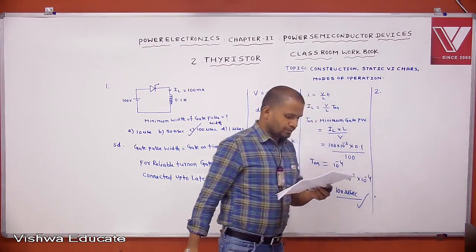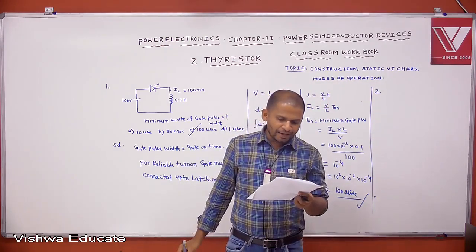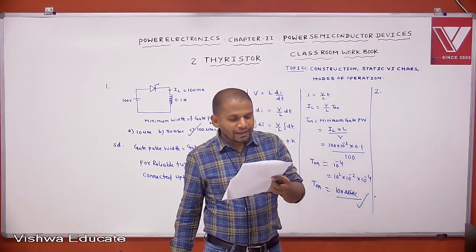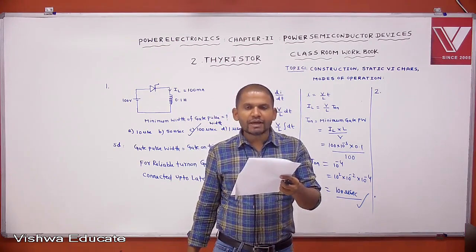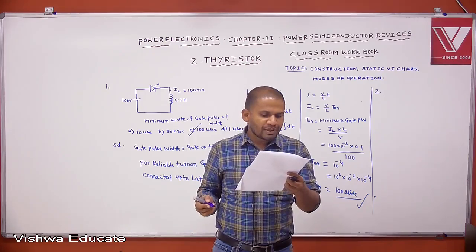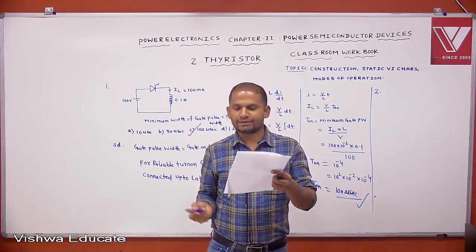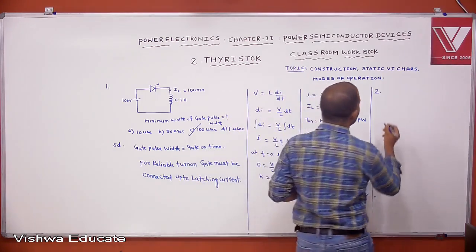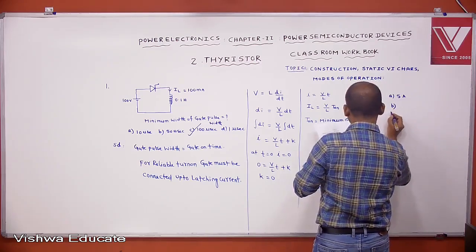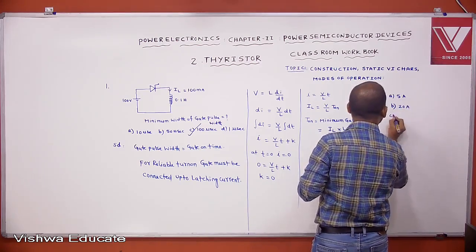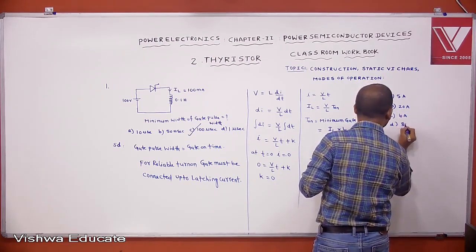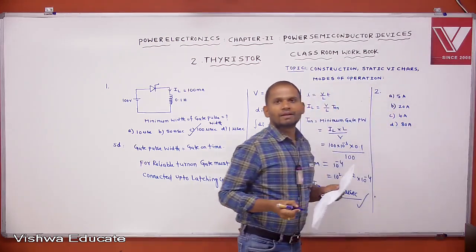Problem number 2. This model I already gave in the examples I explained during the concept. SCR is conducting and current through SCR is 20 amperes. If the gate current is reduced to 1/4, then the current through the SCR is dash. What are the options given? Option A 5 ampere, option B 20 ampere, option C 4 ampere, option D 80 ampere.